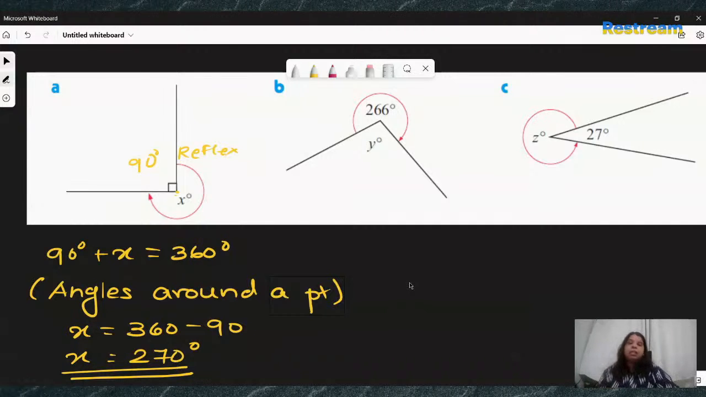So in question B, you can see that it is 266 degrees plus y is 360 degrees. You have to again write it as angles around a point, because there are still angles around this little single point over here. So 266 plus y is equal to 360 degrees. So y is equal to 360 minus 266, which is 94 degrees. It's bigger than our right angle. Same thing goes here also. Z plus 27 is 360 degrees. So Z is equal to 360 minus 27, which is equal to 333 degrees.